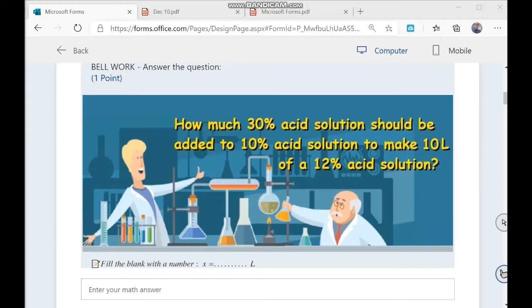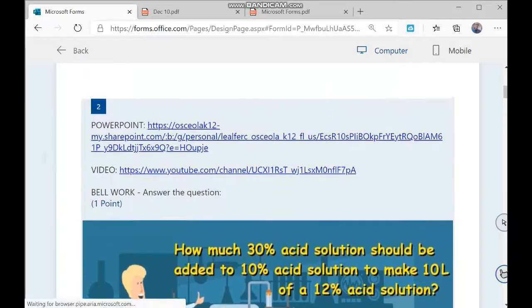And the first question is this one. How much 30% acid solution should be added to 10% acid solution to make 10 liters of a 12% acid solution? The bell work of today is going to be the first question of the quiz tomorrow. Maybe I change a number, or maybe not, but the way of solving is going to be the same.